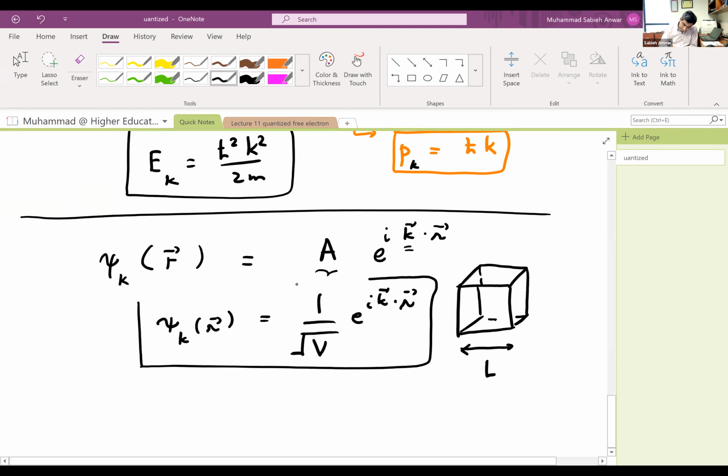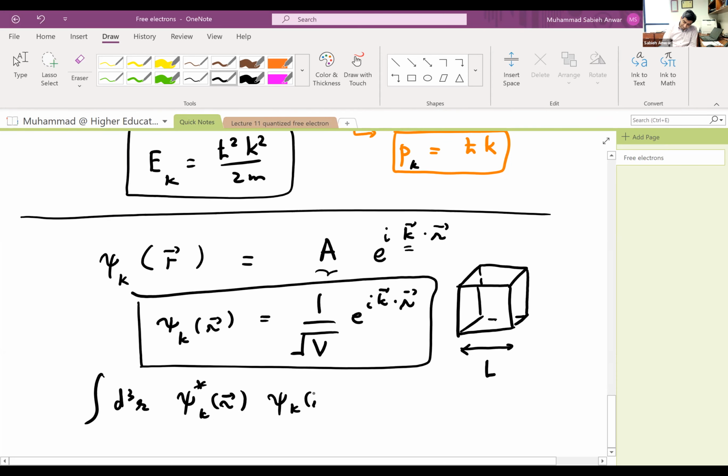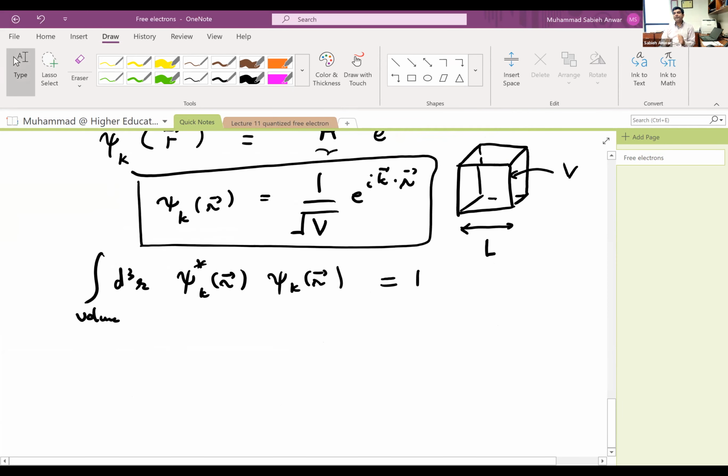Okay. I hope you can do this on your own. You just need to integrate over all of space psi k and set this equal to 1. Your space is now the volume of this solid, V. So this is the solution to the Schrodinger equation for an electron inside a solid, assuming that it is a free particle in a constant uniform potential.